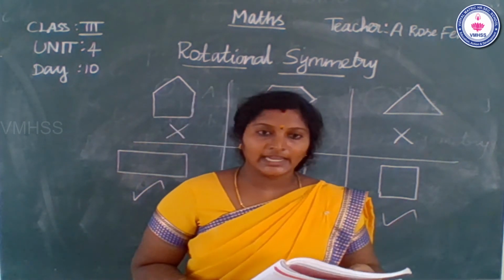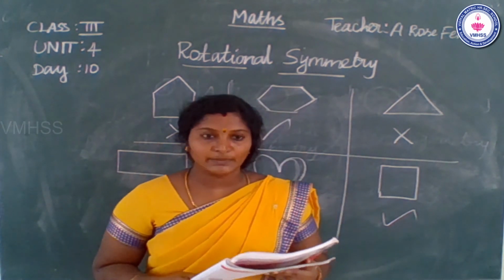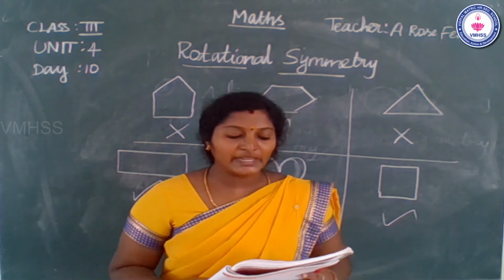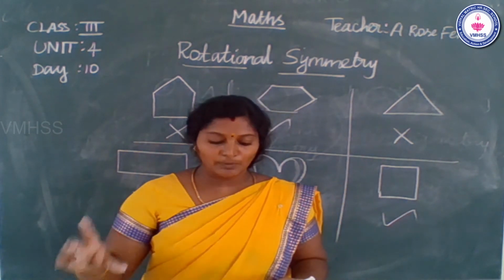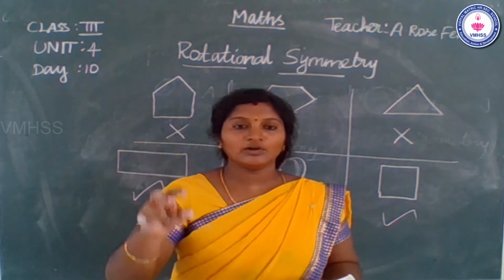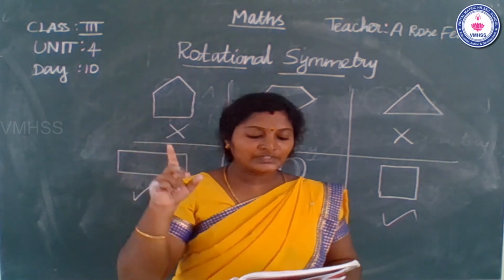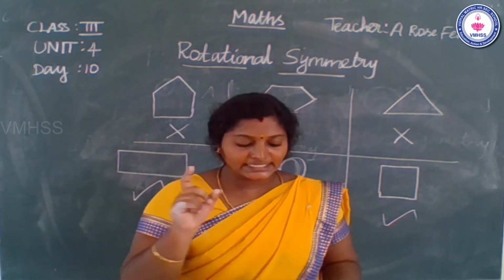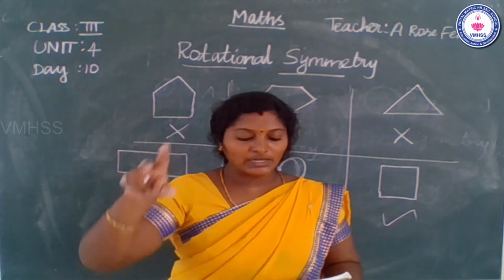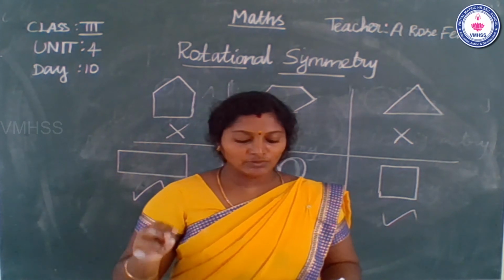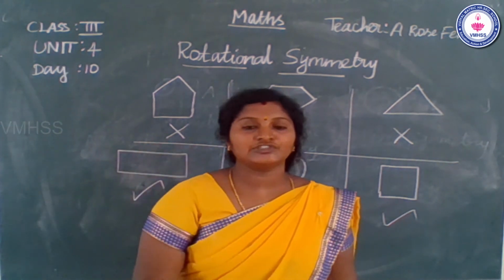Okay, dear children, today topic rotational symmetry. So what is meant by rotational symmetry? Rotation means turning around the central point. Okay, turning around the central point. So for example, fan. Okay, so when the object is rotated upside down and still looks the same, it is said to have rotational symmetry.